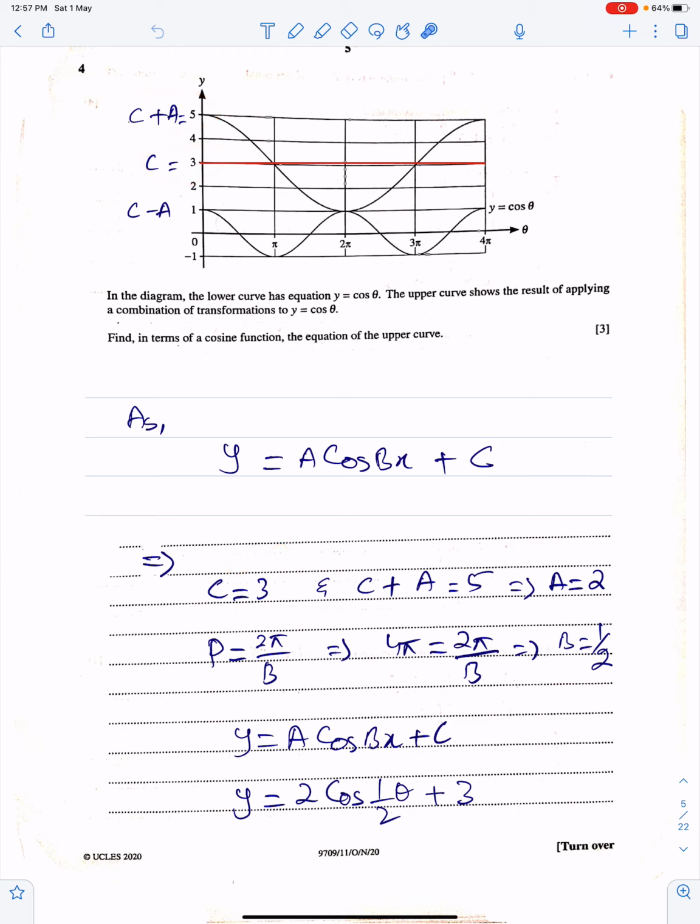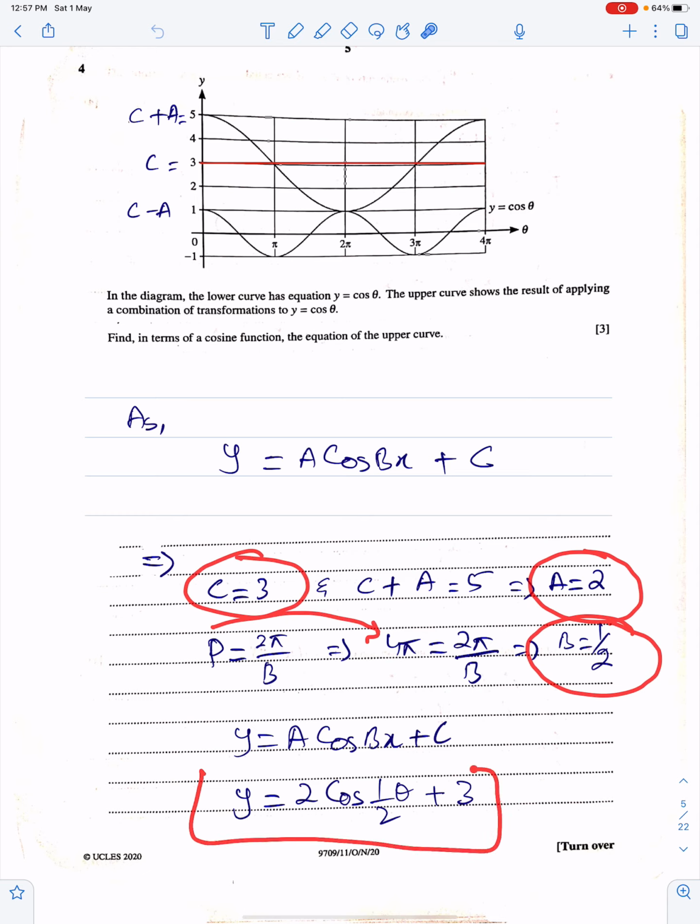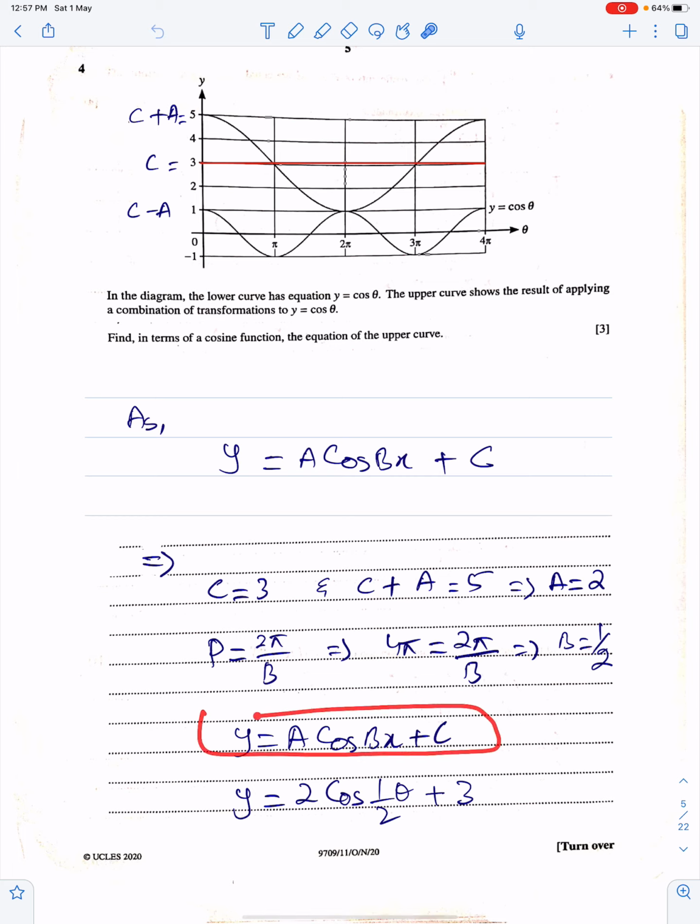Now, we need to work for B, and for that we need to use the formula of period. This curve has period 4 pi. So by writing 4 pi here, we can get the value of B. So after getting the values of A, B and C, we can easily get the equation of the resultant graph. This is the standard equation. By substituting A here, B here and C here, we have the equation of the resultant graph. This is so simple.